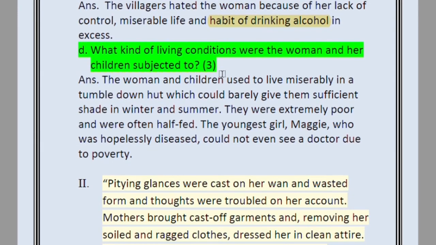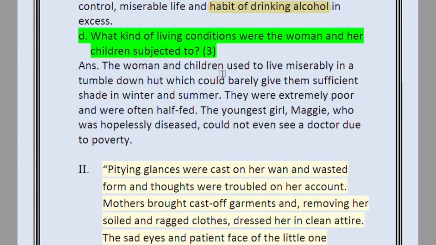Question D. What kind of living conditions were the woman and the children subjected to? That means, what kind of living conditions did they have? What was their condition? How did they live in their house? Was their house a good one or not? These things. The woman and children used to live miserably in a tumble down hut.